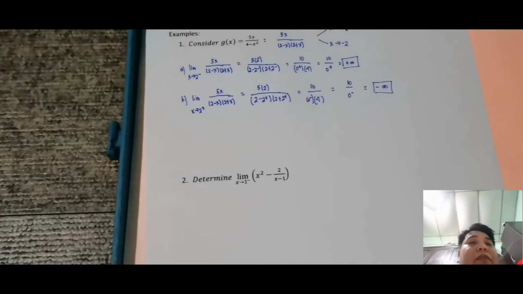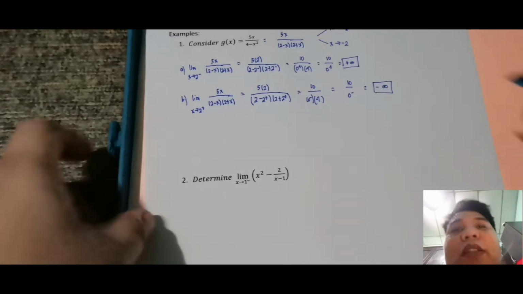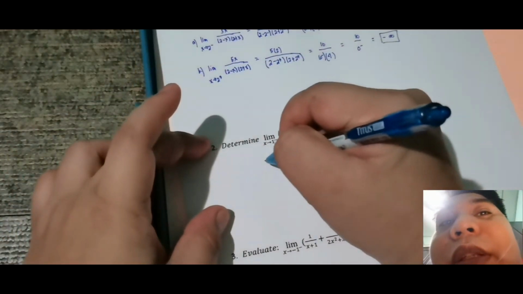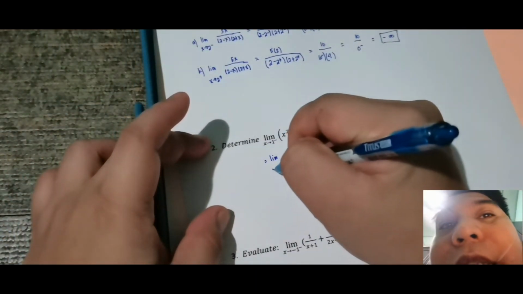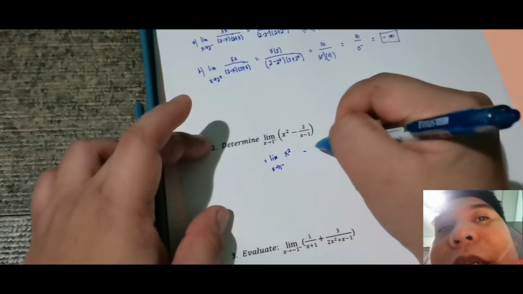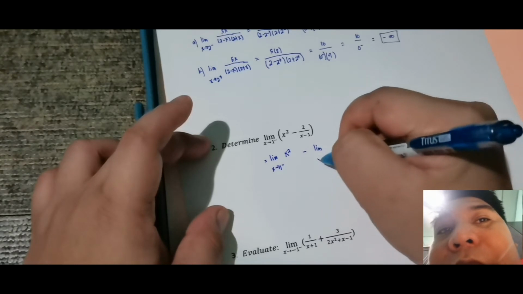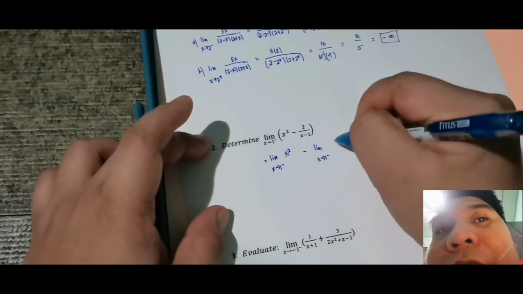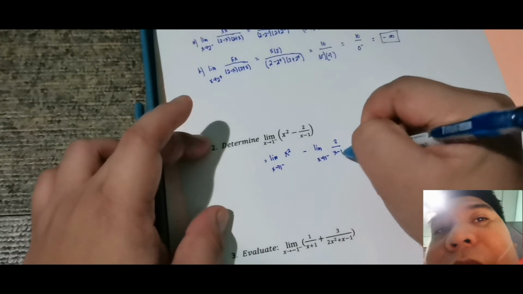So determine the limit of x squared minus 2 over x minus 1 as x approaches 1 from the left. Okay, so here we will also bring in the property of limits that we can split it. So it's not just simple substitution. So we can split it. So how do we split it? This is equal to the limit as x approaches 1 from the left of x squared minus the limit as x approaches 1 from the left of 2 over x minus 1.